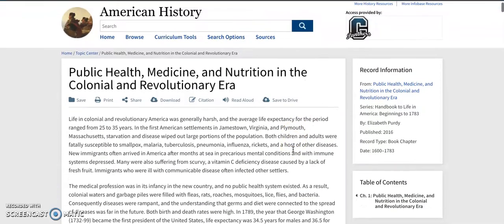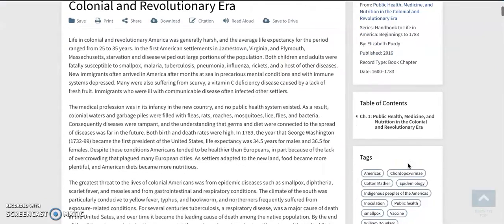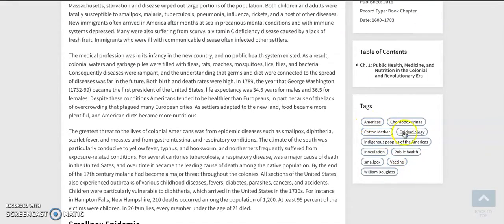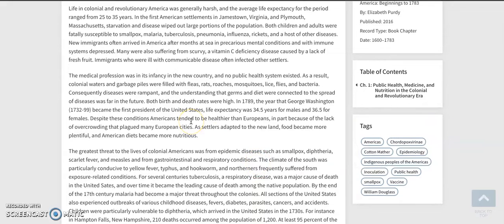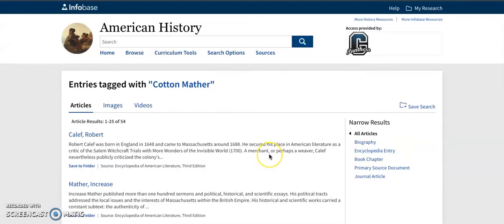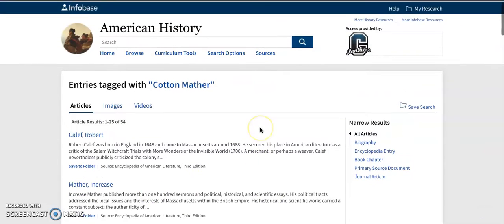Now, there are some other things on this page. For example, there are different tags. So if we want to explore some of the information in this a little bit further, we can. We can click on any of these things. Maybe we want to learn more about Cotton Mather, and then we click there and get more.